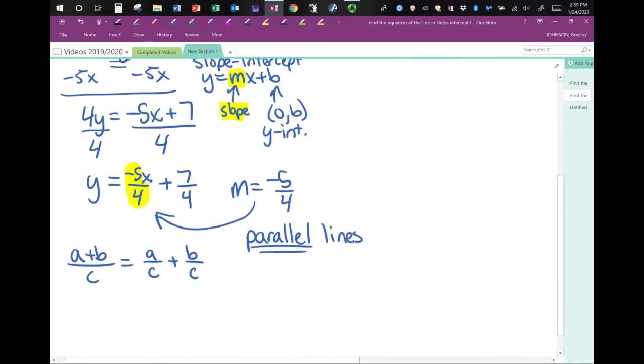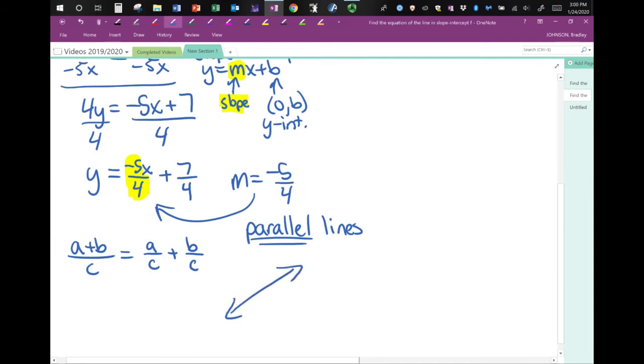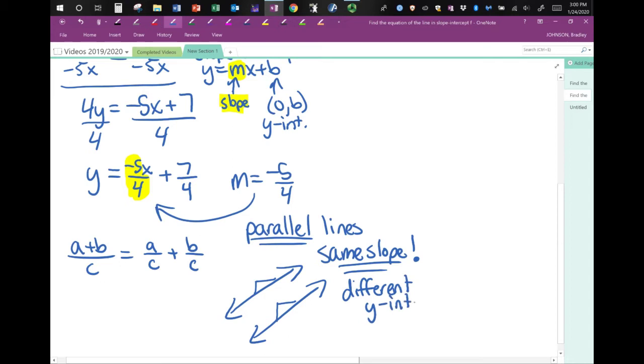Imagine there's a line out in space, and you want to make something parallel to it. Slope represents rise over run. If they're parallel, they have the same slope. But what might be different is their y-intercepts. They have the same slope, but different y-intercepts.